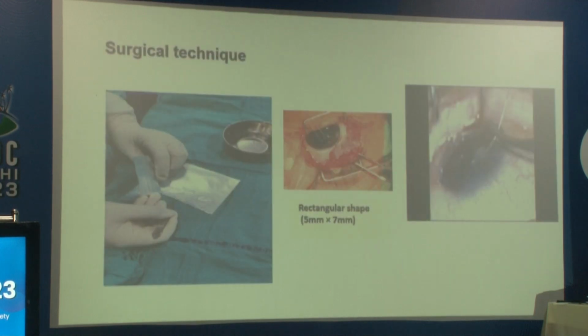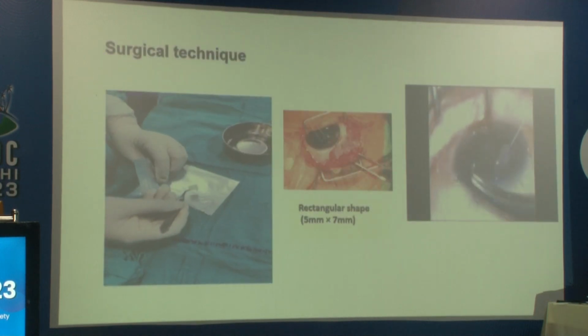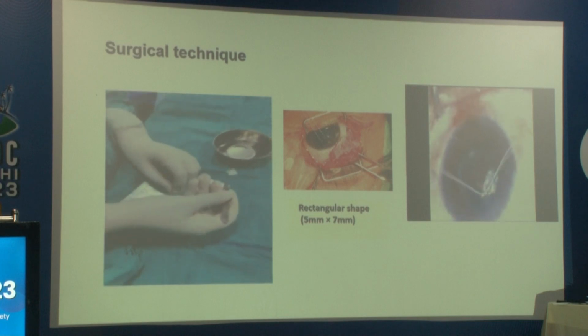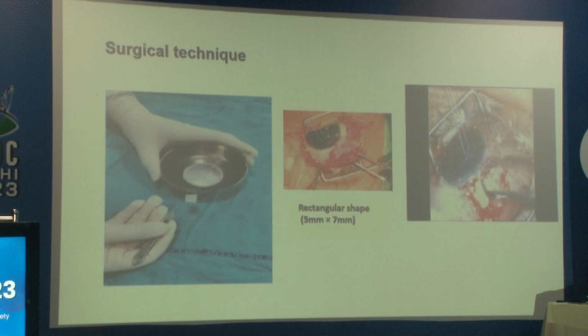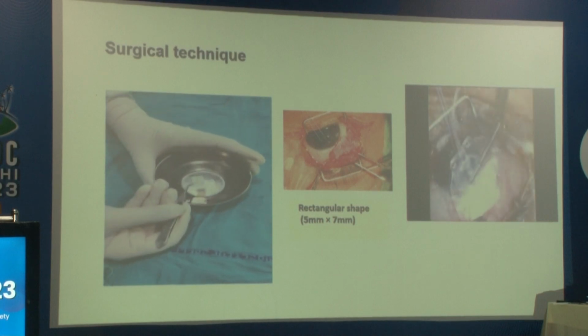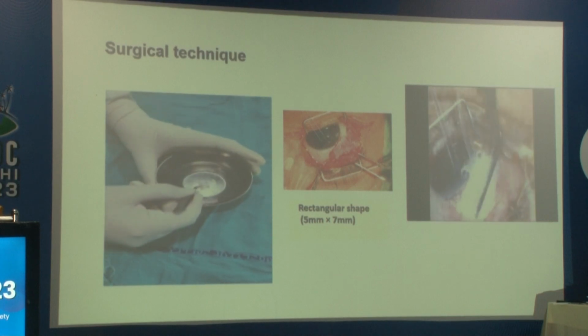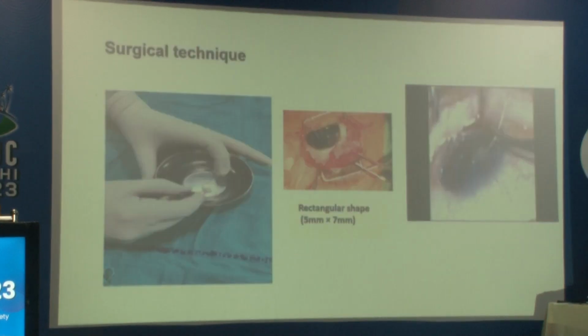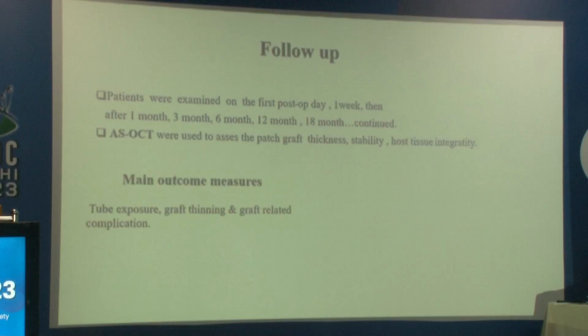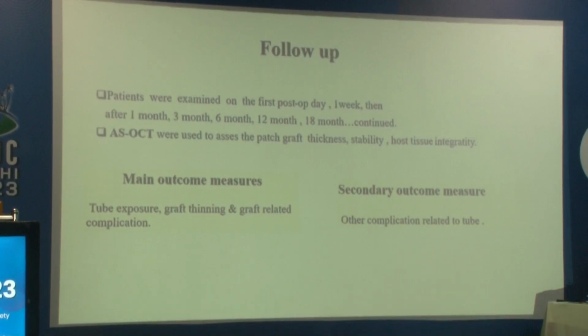So this is the surgical technique. First, before implantation, the graft is rinsed and reconstituted with a balanced salt solution 20 minutes before surgery, and then it is cut into a rectangular shape. After that, it is placed over the tube portion of the valve and secured to the underlying sclera with a 9-0 nylon. Now come to the follow-up.